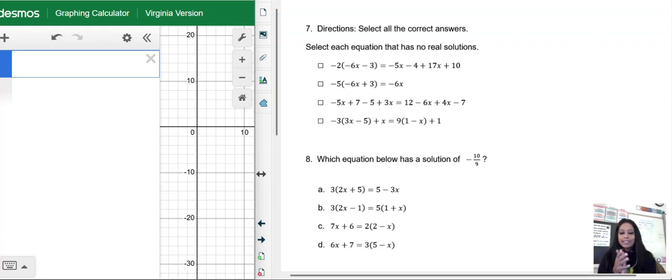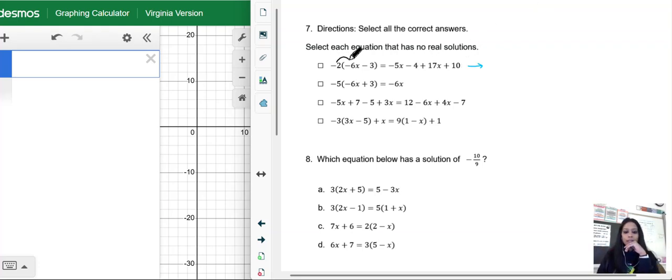All right, here's the second part for the review. It says here directions: select all the correct answers. Select each equation that has no real solutions. So no real solutions, remember, means that you have two different numbers on both sides of the equation. So what we do here is we need to simplify the left side of the equation and the right side of the equation. So I'll go ahead and just write it to the side here.